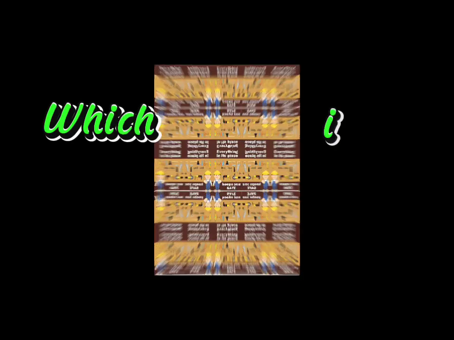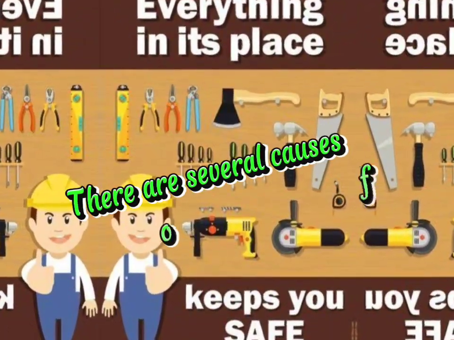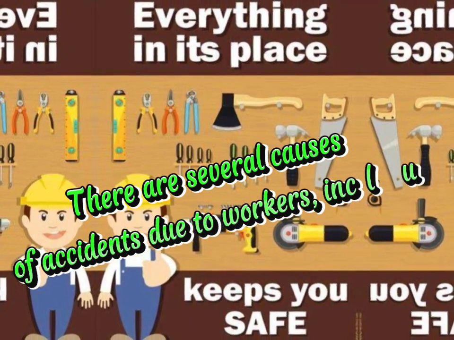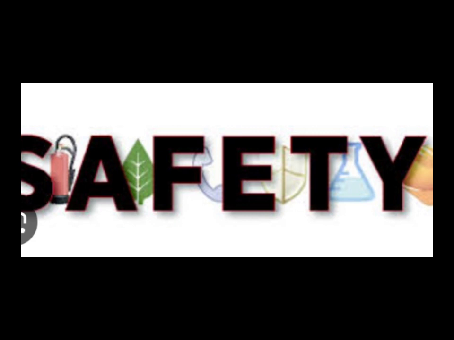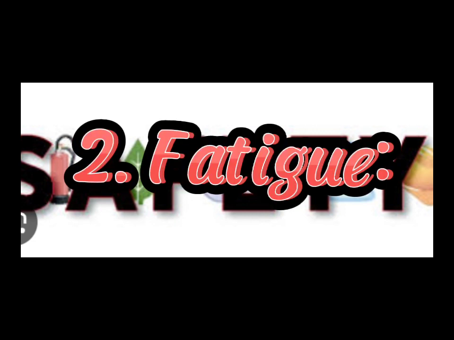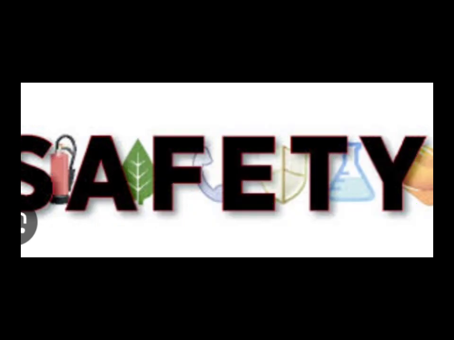Let's get started. Which is a cause of accident due to worker? There are several causes of accidents due to workers, including: 1. Lack of training. If workers are not properly trained to handle equipment or perform tasks, accidents can occur. 2. Fatigue. Workers who are tired or overworked are more likely to make mistakes that can lead to accidents.